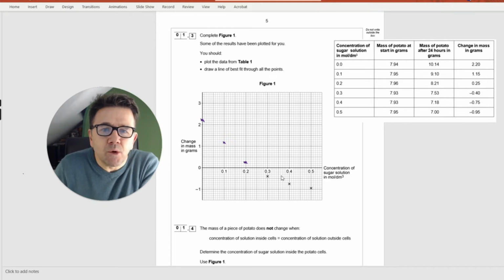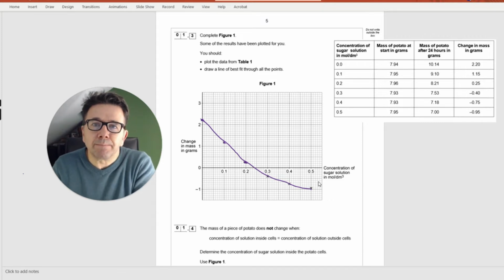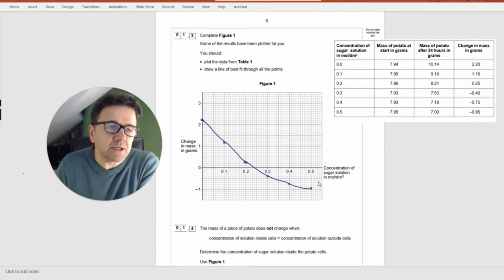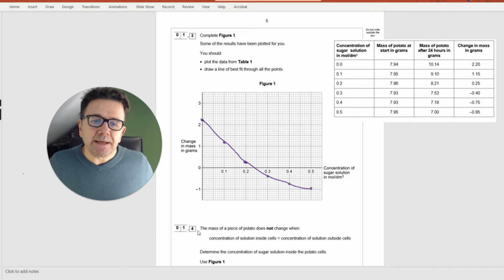And then it says draw a line of best fit through all the points. Now the line of best fit is actually curved in this case. So I'm going to start from that point there, and I'm going to try and go through as many of the points as I can, and you can see that it curves like that. Okay, so some of you are drawing point to point. Don't do that. It's a curve of best fit. Okay, and that's how you would do that question.